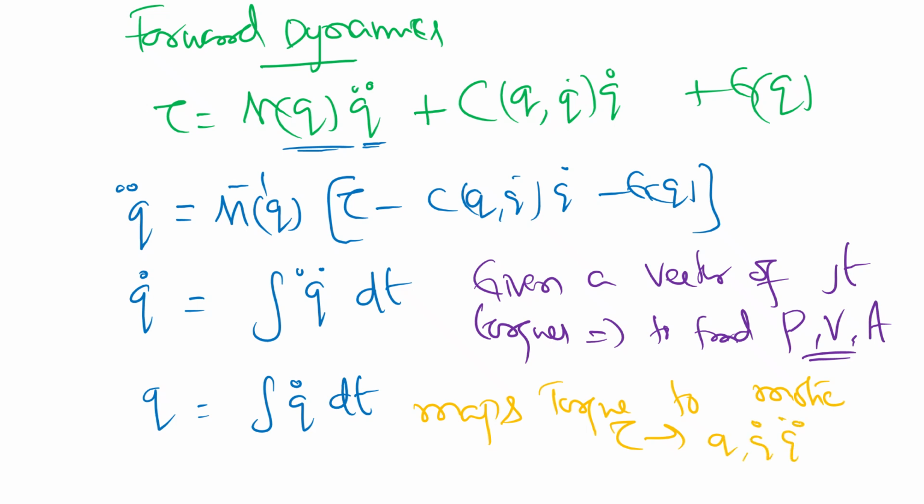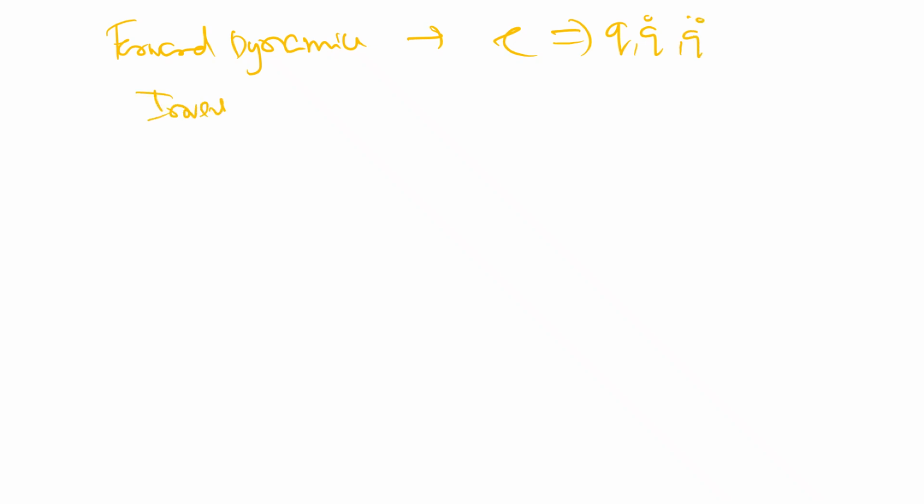Let's see the summary here. Forward dynamics: tau is mapped to q dot and q double dot. Inverse dynamics: q dot and q double dot are mapped to tau. So this is forward dynamics and inverse dynamics. With this, the dynamics part is over.